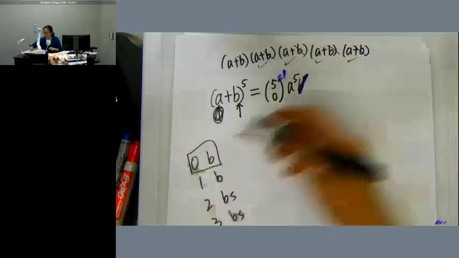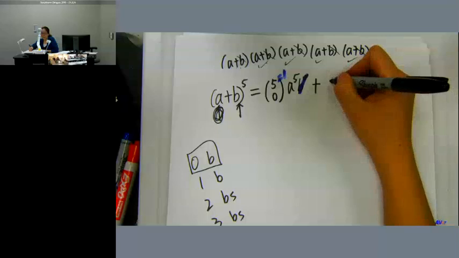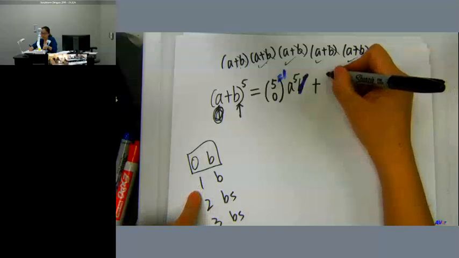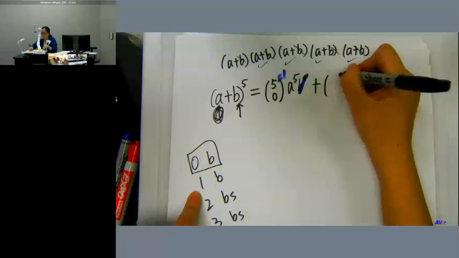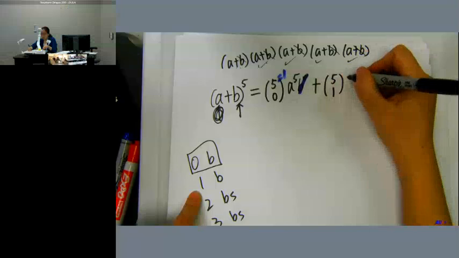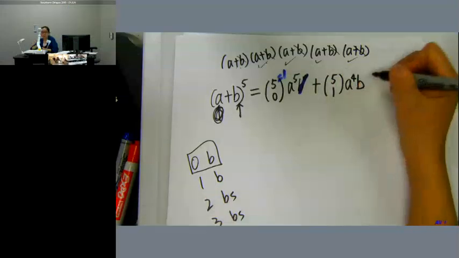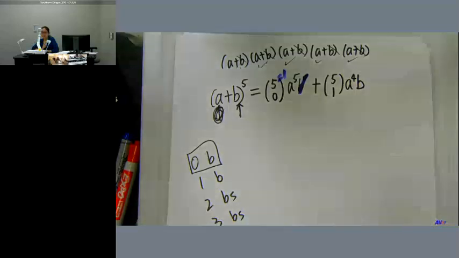Now, can you tell me what the next term will be? Choose 1 B, which means 4 A's. So what will the next term be? 5 choose 1 times A to the fourth times B. Very good. All right. Does everybody understand how we got this?